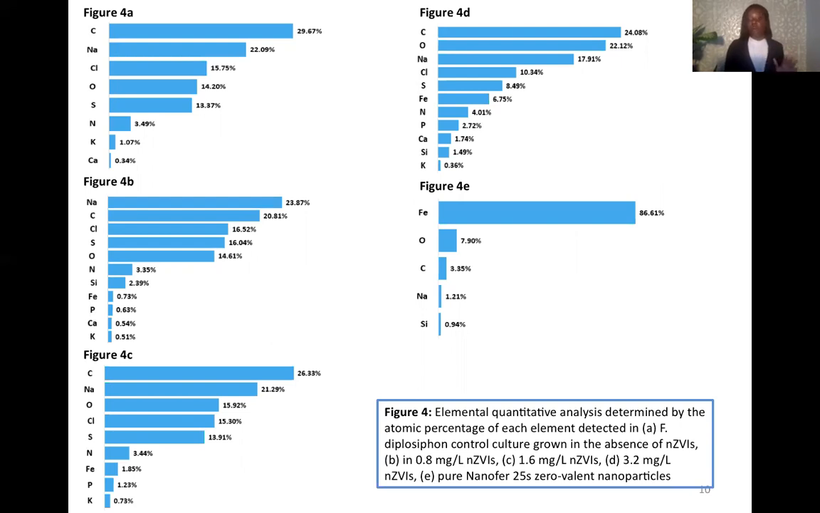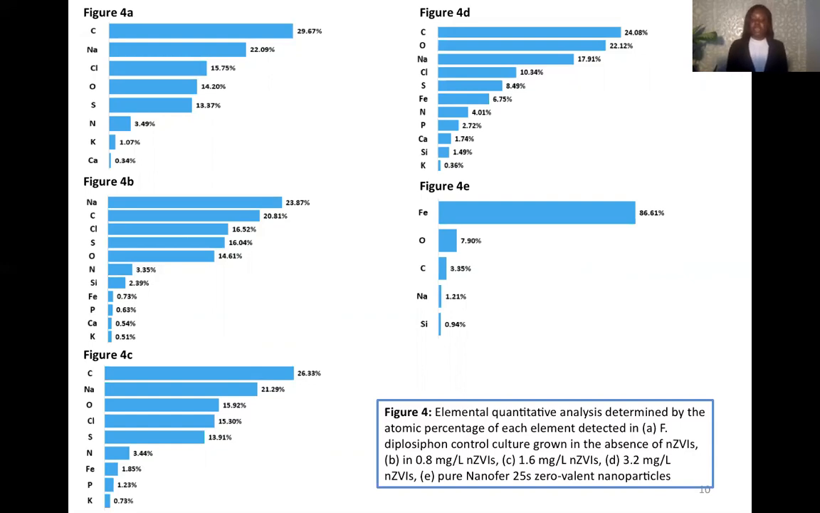Looking at Figure 4A, we see cultures that were grown in the absence of nanoparticles. Here we see no iron indicated on the EDS spectrum. Looking at Figure 4B, we can see cultures that were grown in the presence of nanoparticles at concentration 0.8 milligrams per liter. Looking at these results, we can see that iron was present at the low quantity of 0.73% for cultures treated with 0.8 milligrams per liter of nanoparticles.